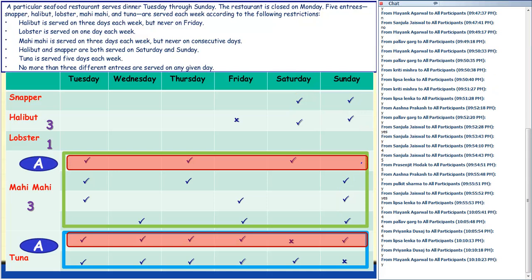Now let's start with the question. Now it's an incomplete table partially, but for one thing we are definitely sure that lobster cannot be served on Saturday and Sunday. क्योंकि 3 items से ज़्यादा हो जाएंगे. Lobster cannot be served on Saturdays and Sundays here. Now let's start with the question number 1.